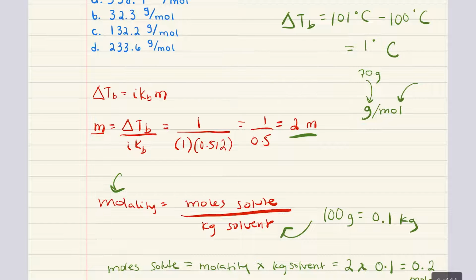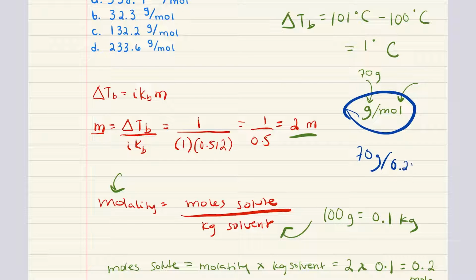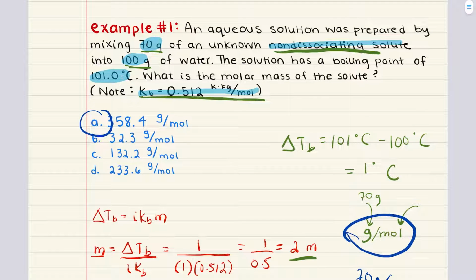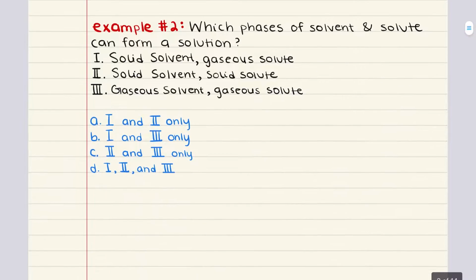Now we have everything to figure out the molar mass of our solute. We have 70 grams divided by 0.2 mole. So 70 grams divided by 0.2 mole is equal to 350 grams per mole. The closest answer to this is going to be answer choice A. So the correct answer for problem 1 is A. Beautiful. Let's move on to problem 2.